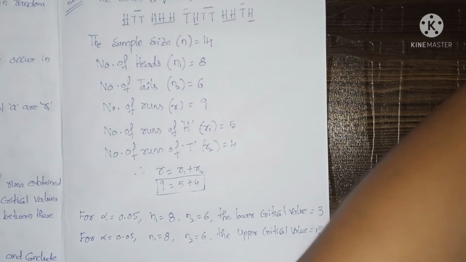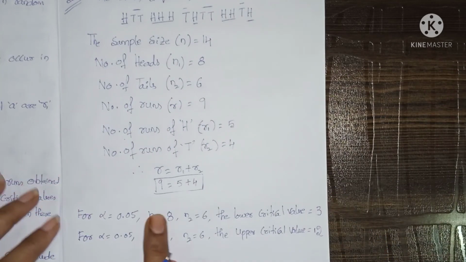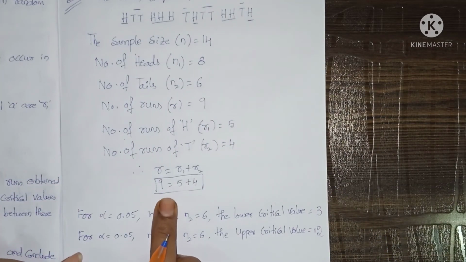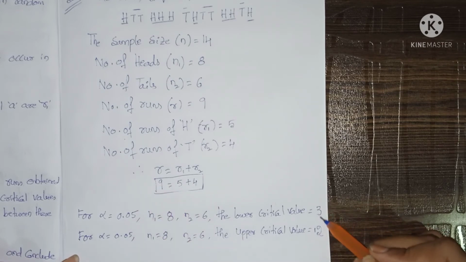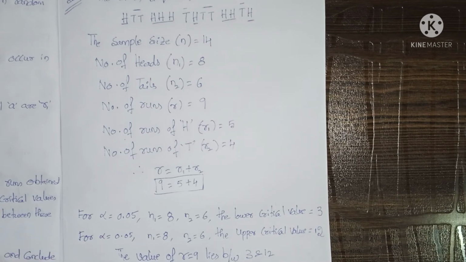Now what we have to see is the runs which we got. How many runs did we get here? 9 runs. So we have to see whether this 9 lies between 3 and 12. Yes, it lies between 3 and 12. So the value of R that equals 9 lies between 3 and 12.